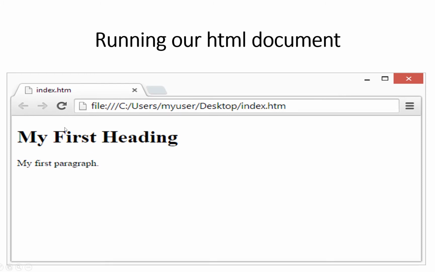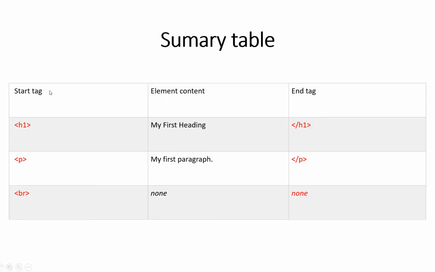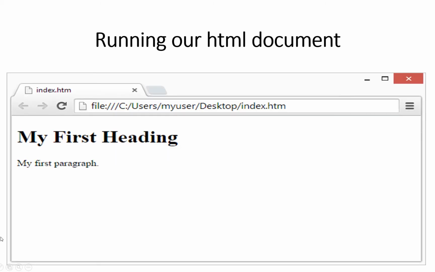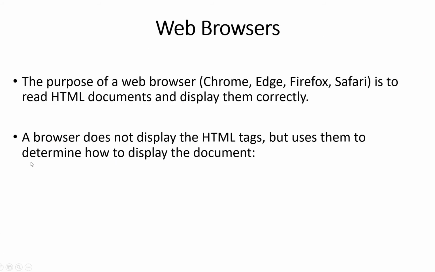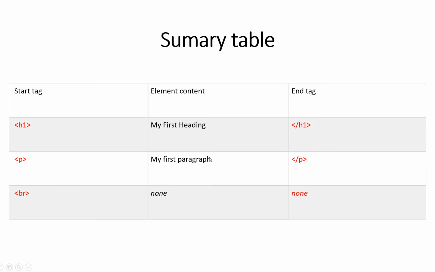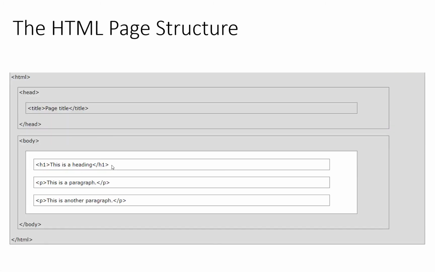So this one is what was in our H1 element. This one here, we say my first heading. Then here you see this is a paragraph element, which is denoted by this P tag here, paragraph. So we are going to do a demonstration very soon. So this is how the HTML page is structured.